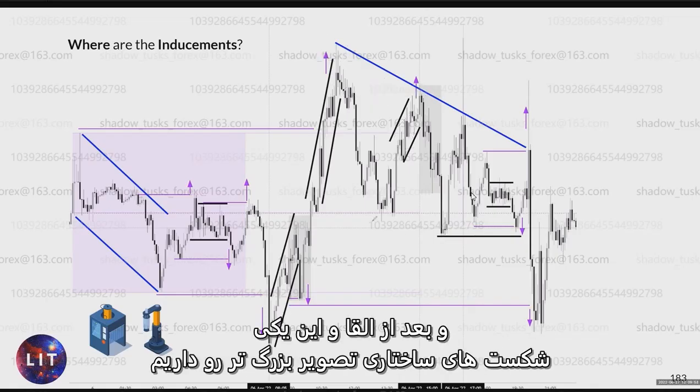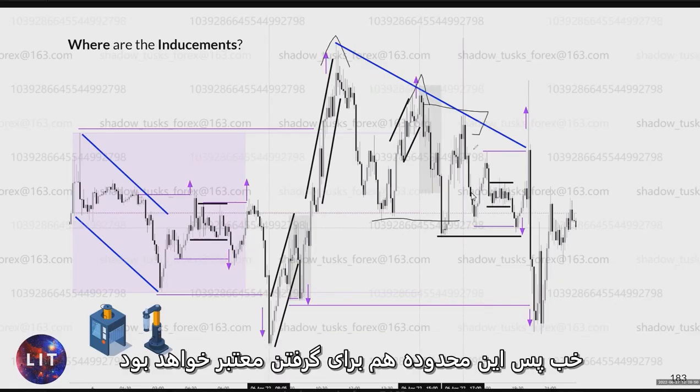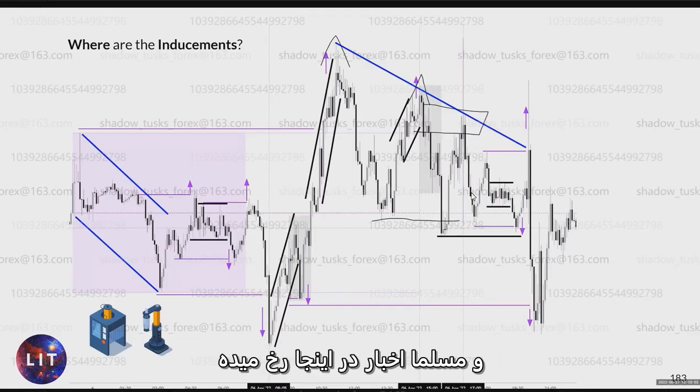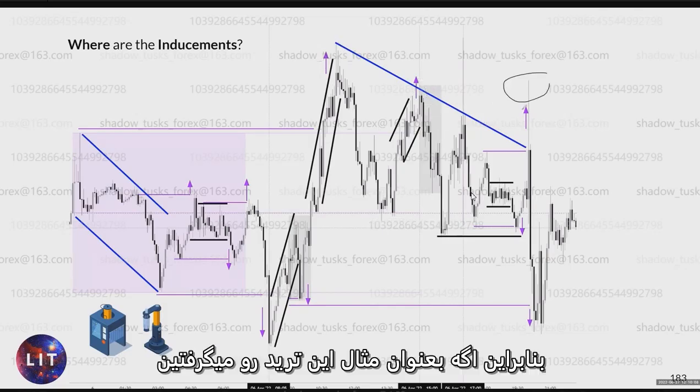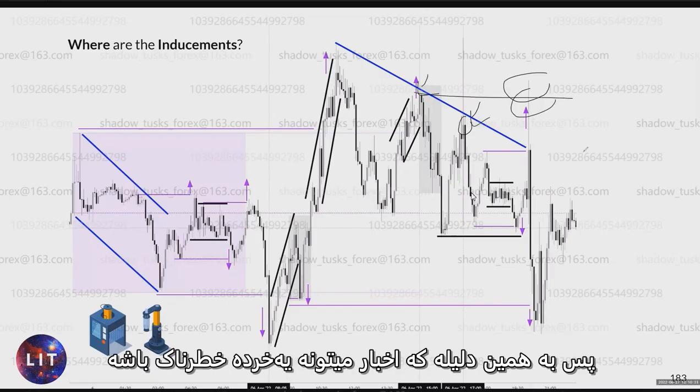And then, of course, bigger picture, breakout structures after the inducement and this one. Okay, so this also would be a valid zone to take. And of course, news happen in here. So yeah, if you took this trade, for example, or this one, that will end up in break even. Of course, that's why news can be a little bit more dangerous, but guess what?